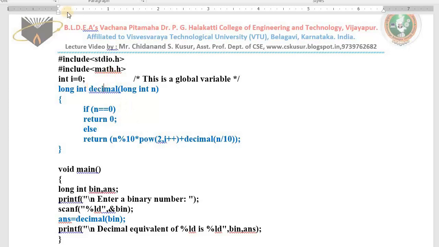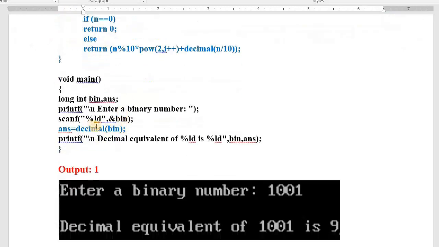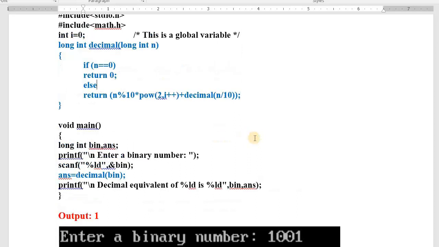This recursive function we are calling inside the main function. See here, decimal comes here, takes the binary value, and gives me the decimal. This function takes the binary value and gives us the decimal number. That is what we are printing. Okay, and one more thing is very important here. Do you know which type of variables we are using? We are using long integer.